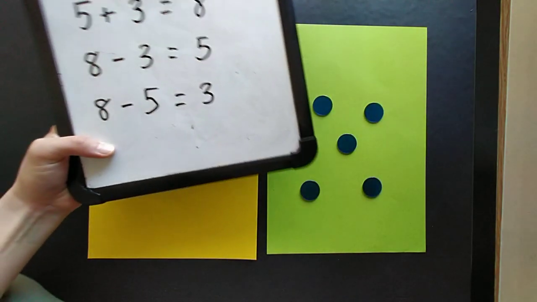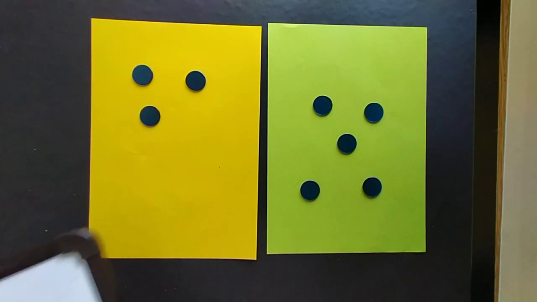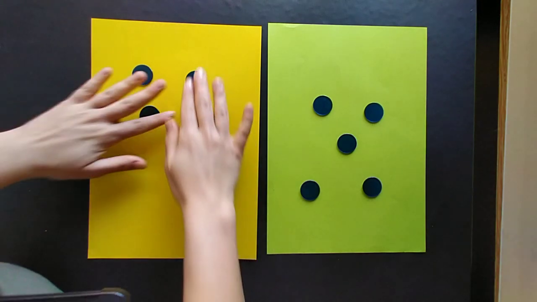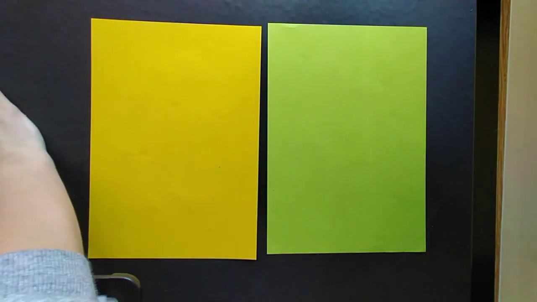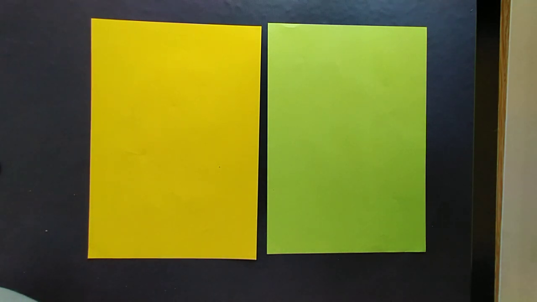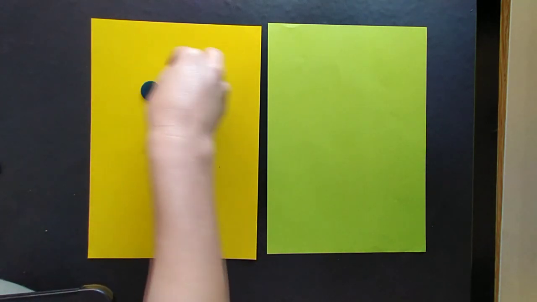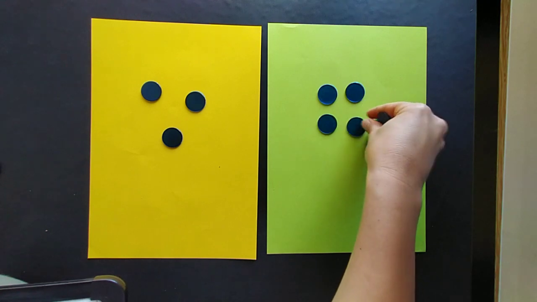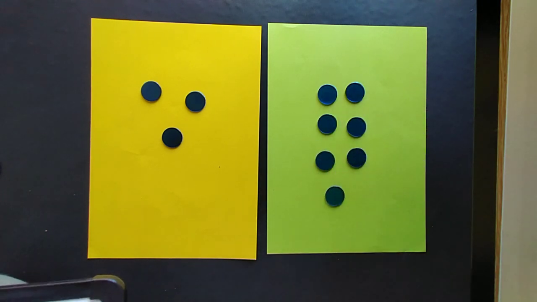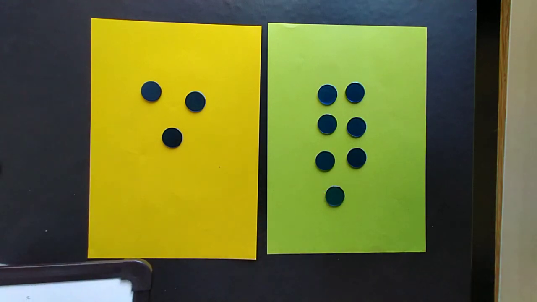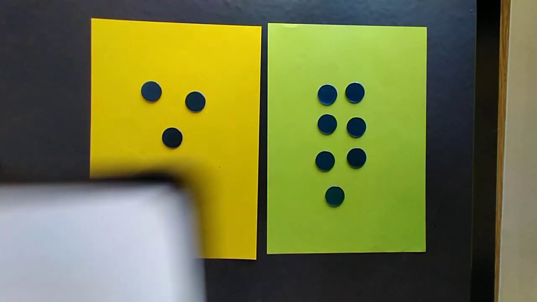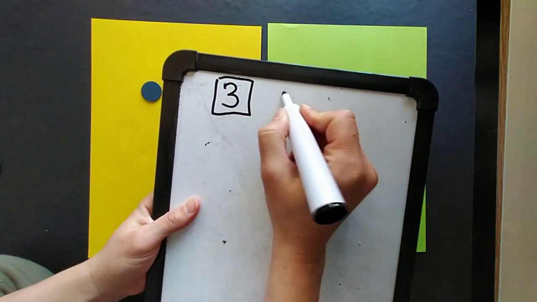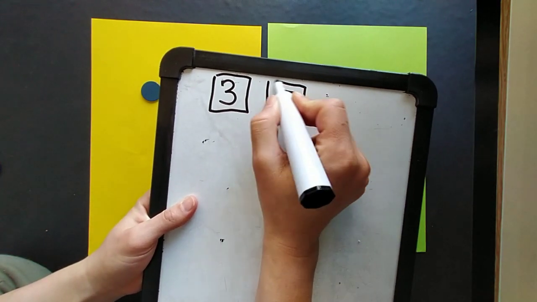Nice work. Let me give you another example. Just clean off my board and grab my next counters. In this one, we're going to be working with 3, and 7, and the total 10. Let's write these on our board. 3, put it in a box. 7, 10.